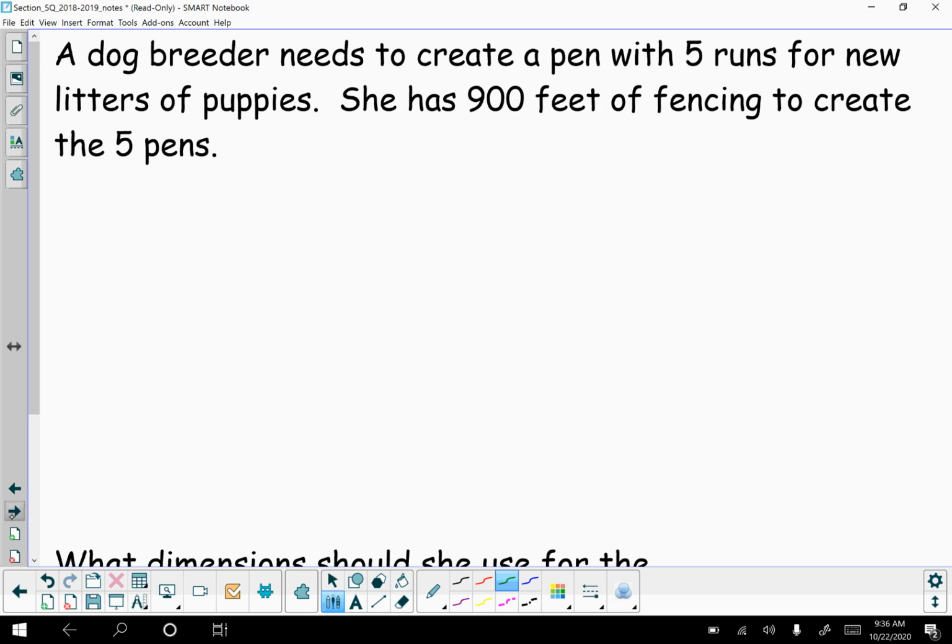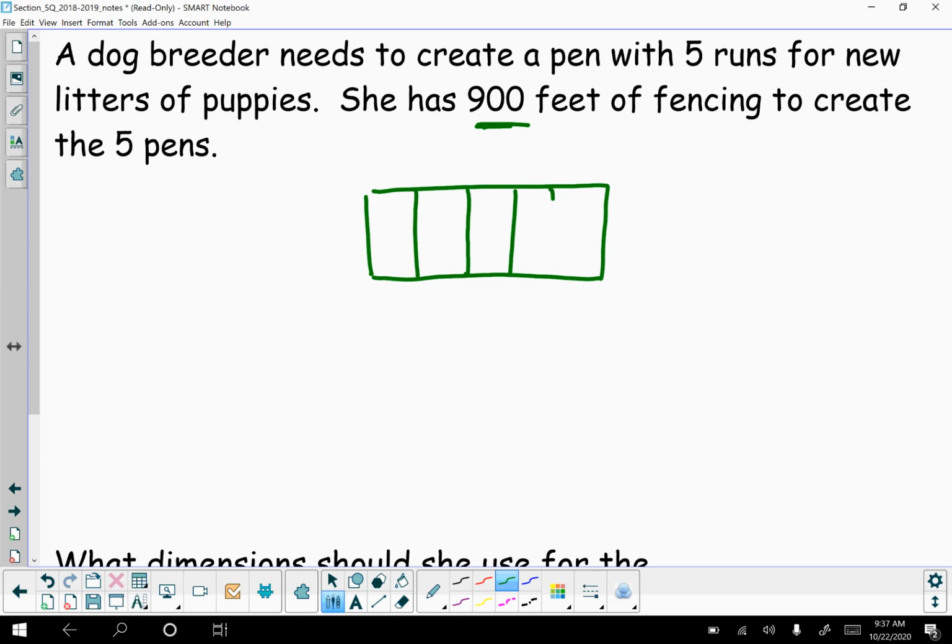A dog breeder wants to create a pen with 5 runs for new litters of puppies. They have 900 feet of this fencing. So this one, we're going to create a rectangle, and we're going to create 1, 2, 3, 4, 5. We have 5 regions. If we know this is x, then that's x and x and x and x and x. Each of those widths are x. So I have 1, 2, 3, 4, 5, 6. I have 6x because there's 6 of them.